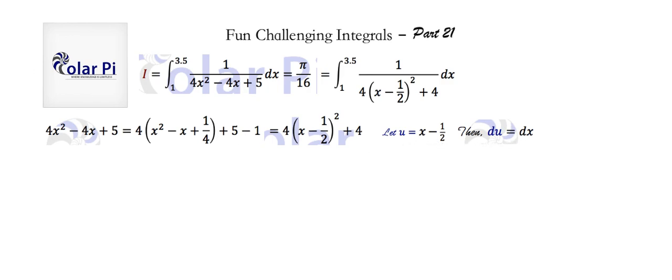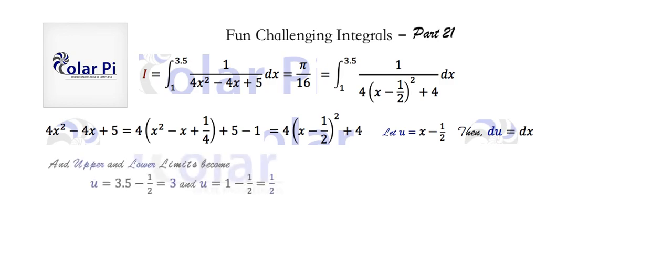Okay, cool. And then the upper and lower limits, the 3.5 and the 1, will have to be based on our substitution, 3 and 1/2 respectively. So the 3.5 will turn into a 3, and then the 1 will turn into a 1/2, right? Okay, cool. Now that means that we're ready to translate our integral to be about u. And so that's this here.